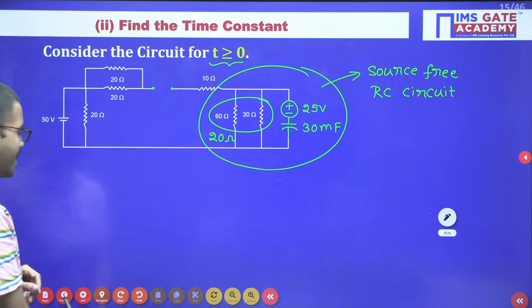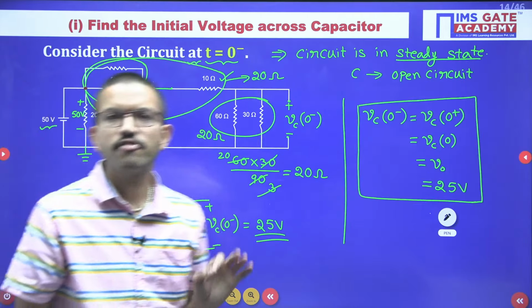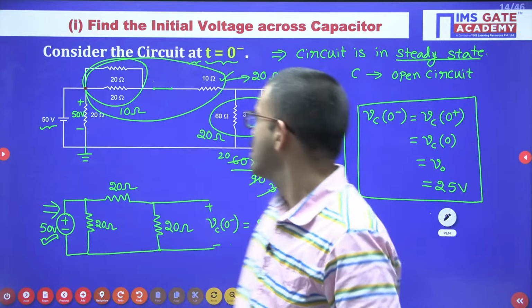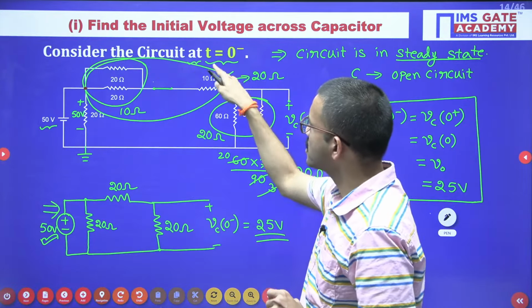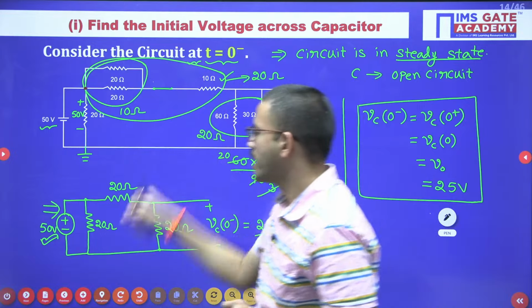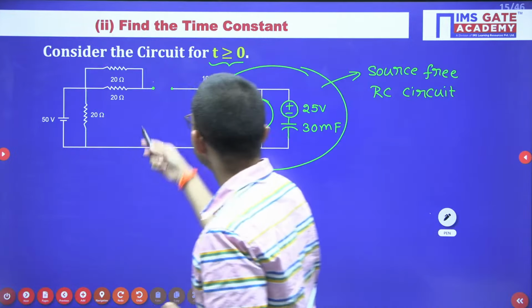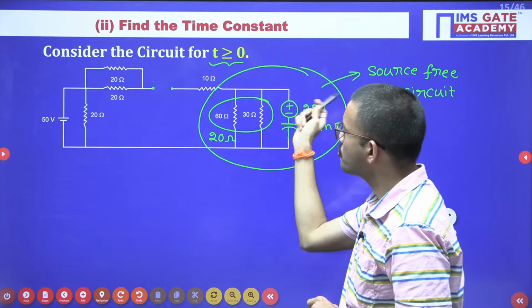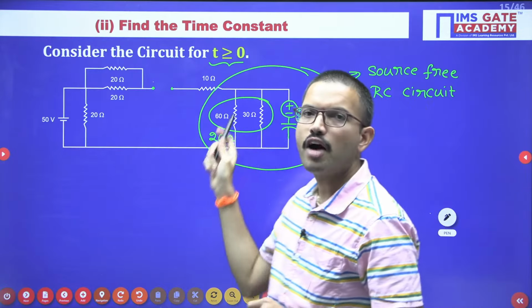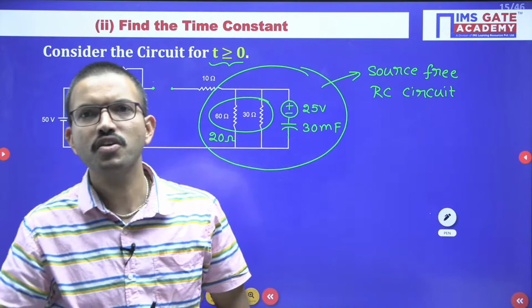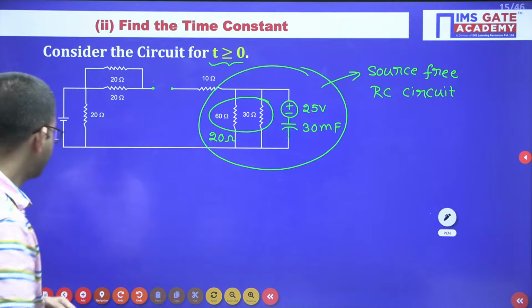Whenever you get any question regarding transients, first of all, we have to find the initial condition by considering the circuit at t equal to 0 minus. After that, we have to consider the circuit diagram for t greater than or equal to 0. For that particular circuit, you have to find the time constant.